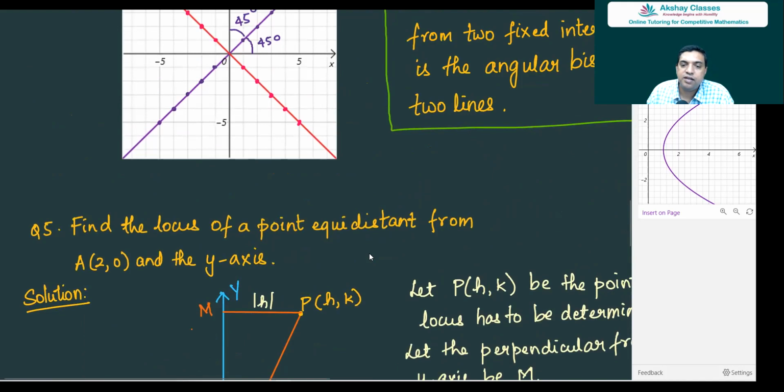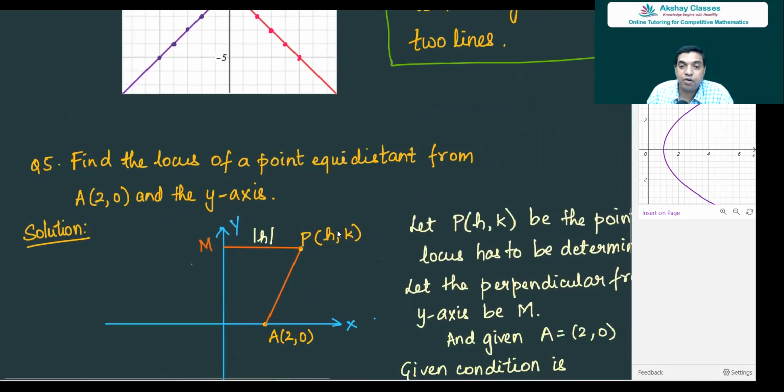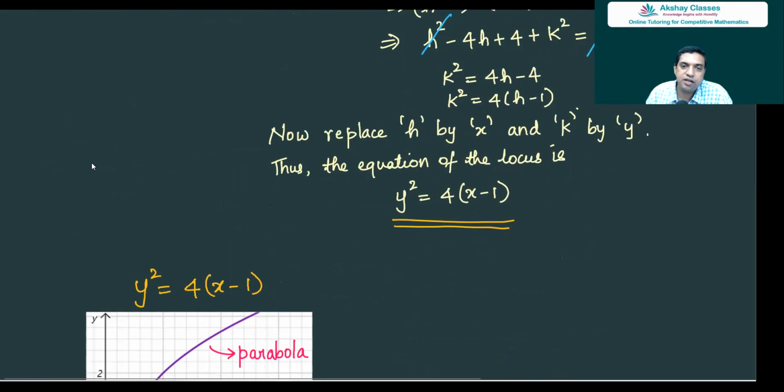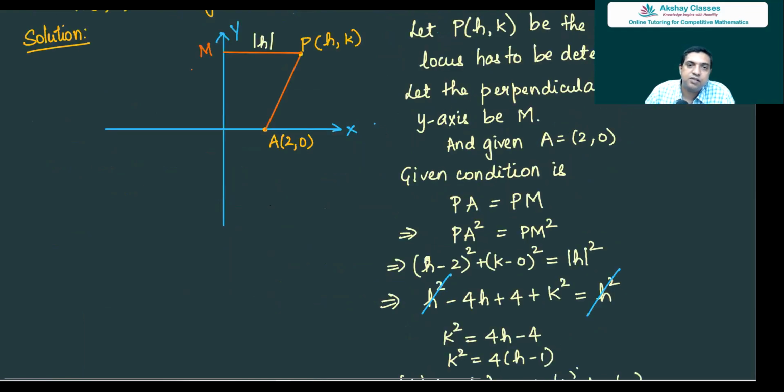Locus of a point which is equidistant, whose distance from a fixed point is equal to its distance from a fixed line, that is called a parabola. So here, if I trace this point, this 1 comma 0 will be a point which is equidistant from A and the y-axis. And similarly, there will be another point here, which is equidistant from A and the y-axis.